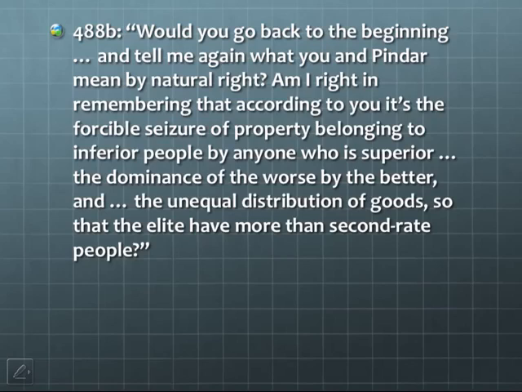So the better people having more. This is very, very similar to what Nietzsche talks about. So keep this in mind. This is a similarity between Callicles and Nietzsche. They both think that the better people should just have what they want and dominate the worse people. And that's what they mean by natural right.